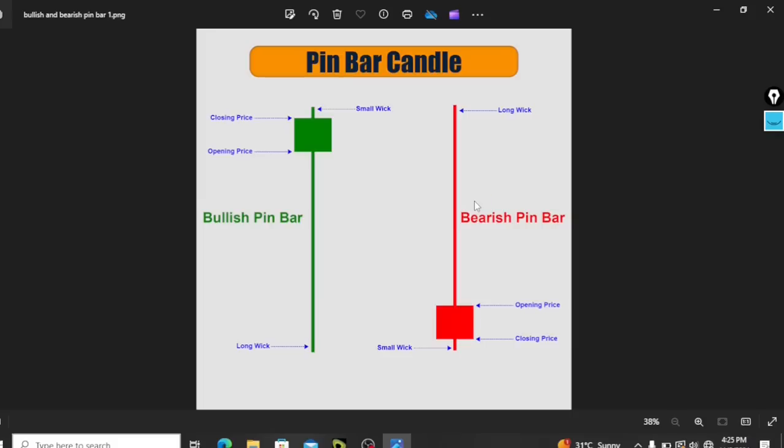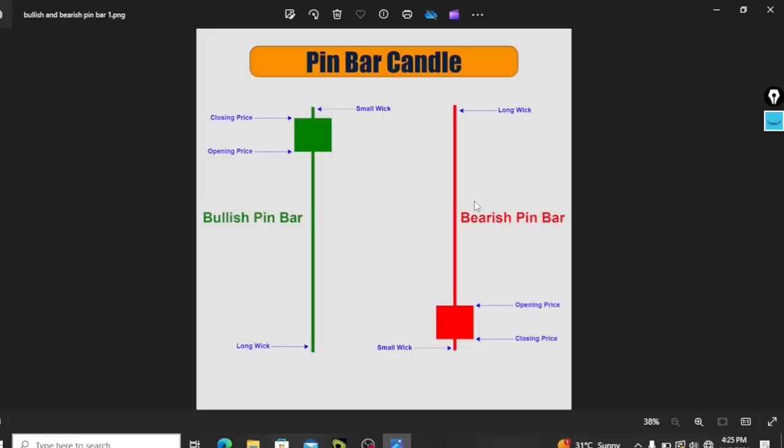It is very fertile when you notice it at areas of resistance. When you notice this pin bar in an area of an uptrend, know that it's about to reverse. This move is very, very effective whenever the overall trend is a downtrend and there is a movement towards the upside, and that movement is punctuated by this pin bar.